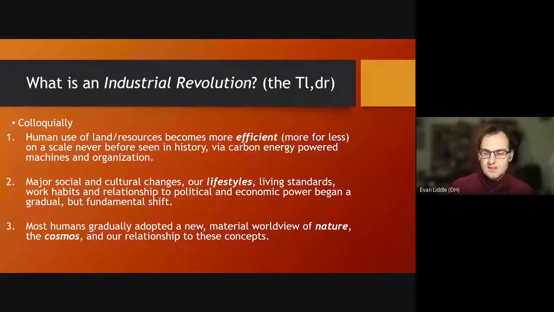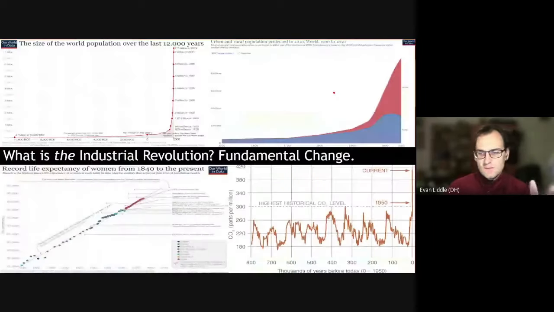Part 3, and this is a little bit outside of the realm of a history class, but nonetheless is really important. Most humans begin to adopt a new material worldview of nature, the cosmos, and our relationship to these ideas. Arguably, that was probably happening even before the Industrial Revolution, but it really helped speed it up and solidify it. So these 3 big changes are arguably the features that make up the Industrial Revolution. One other thing I like to show students, however, is these 4 charts to demonstrate the impact the Industrial Revolution has had on the world around us.